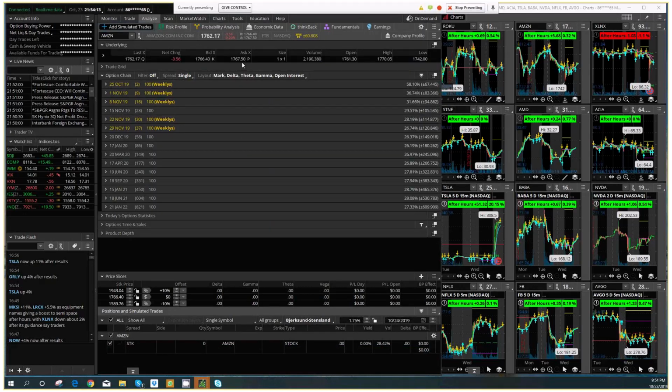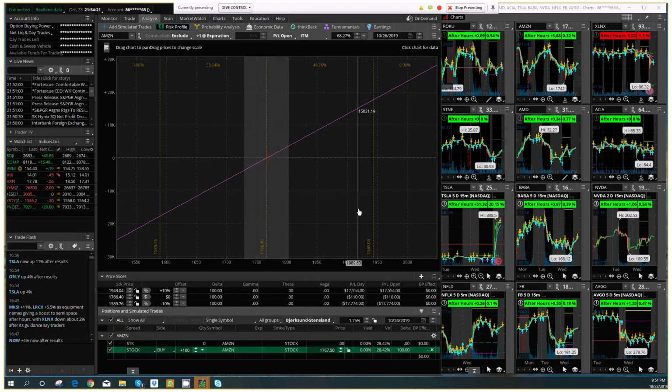Now I just want to show you, if I buy 100 shares of Amazon, I'm going to look at the risk profile. Again, this is a risk graph. This is where we visualize profits and potentials. The bottom axis is the price. Right now, this dotted line right here shows the price at close today, 1766. So the bottom is the different prices, and here are potential profits.